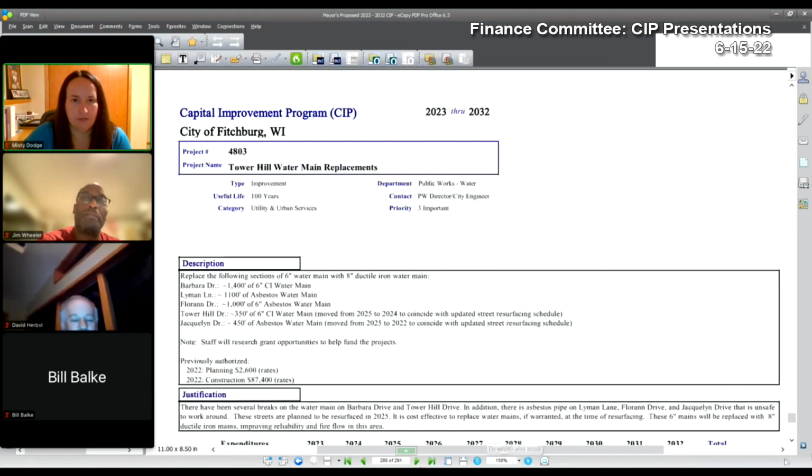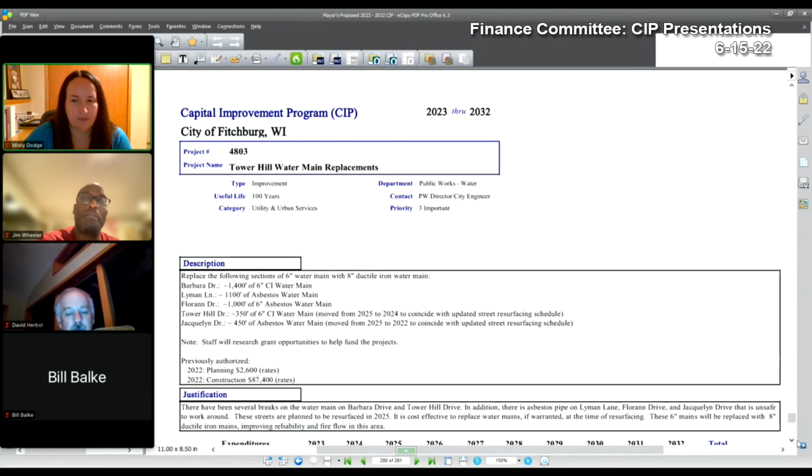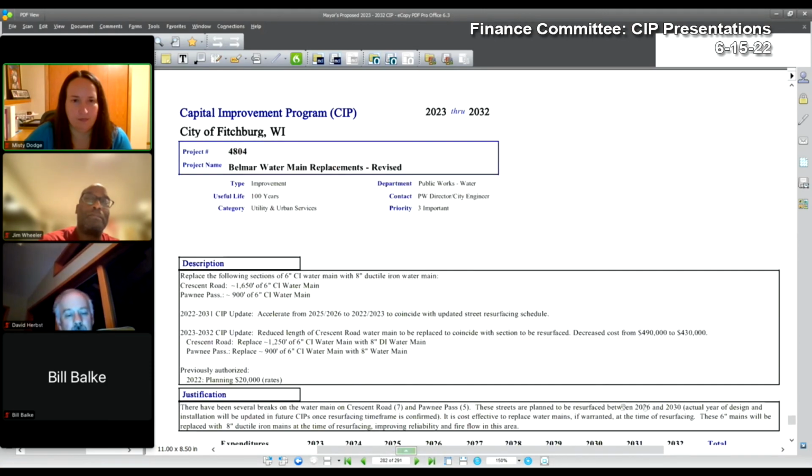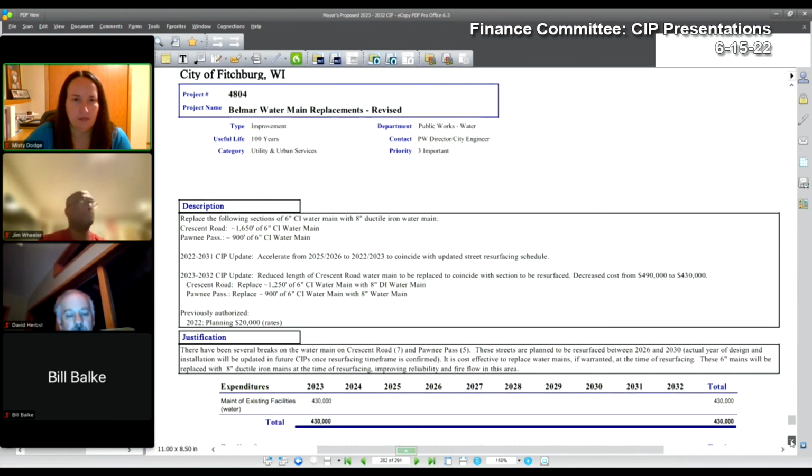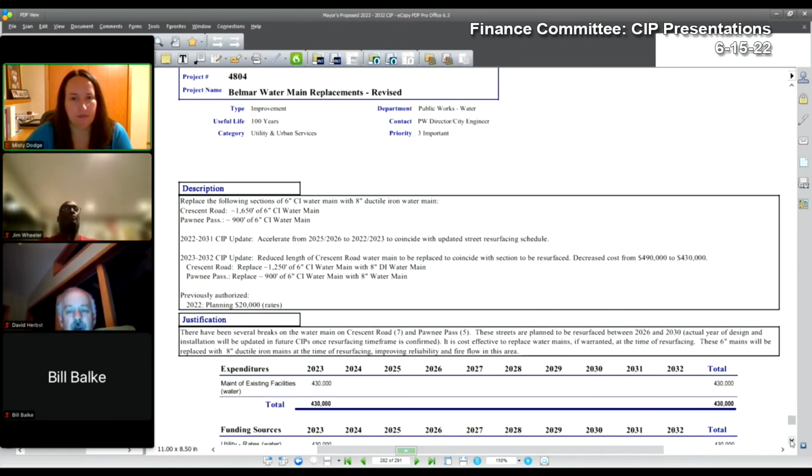4803, Tower Hill water main replacements. No revisions to that project. 4804, Belmar water main replacements, revised costs and dates based upon resurfacing projects that will be occurring.